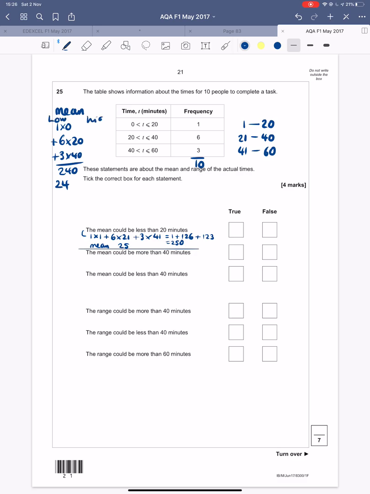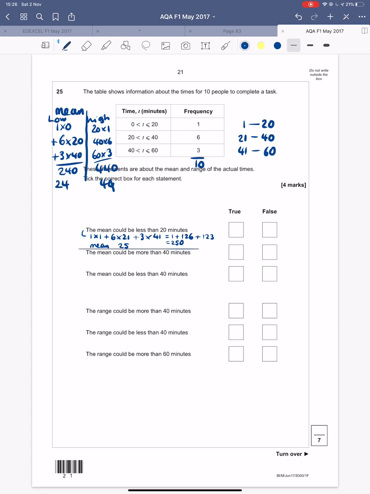And then the highest ones, it's going to be 20 times 1, 40 times 6, and 60 times 3. So it's 240. That's 180 and 20. So it's 240 plus 200, 440. So the highest it can be is 44.